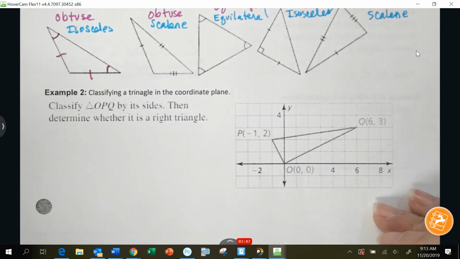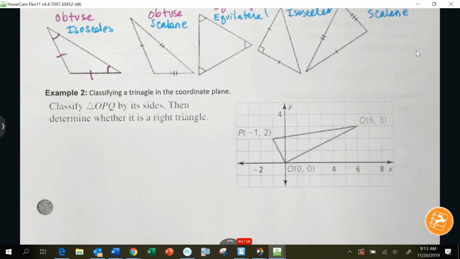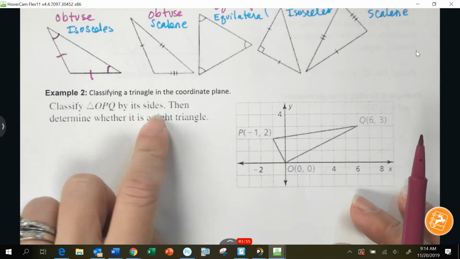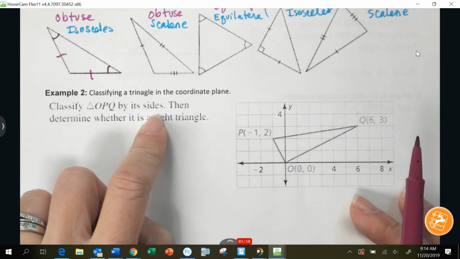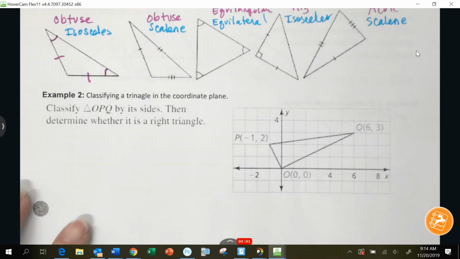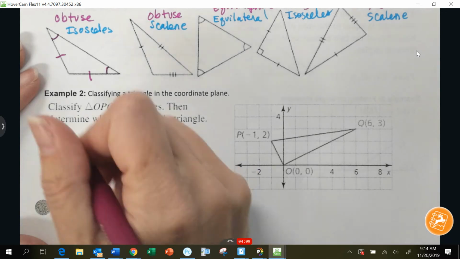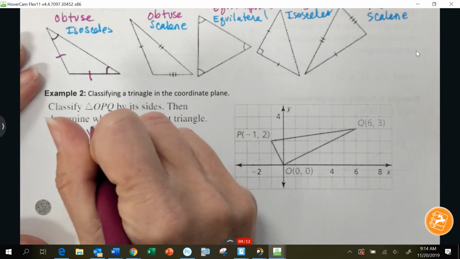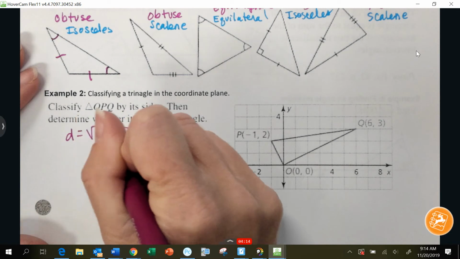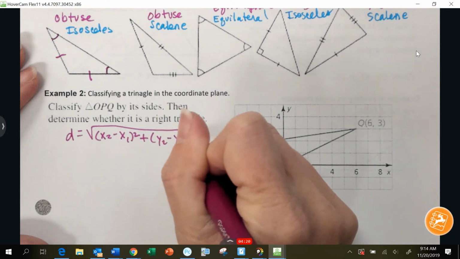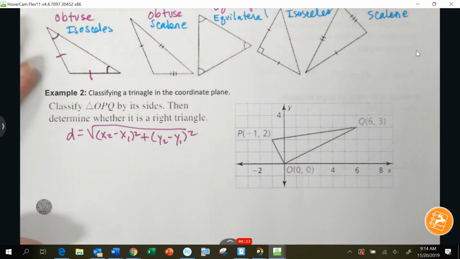All right, the next example says we're going to classify a triangle when it's in the coordinate plane. So that means to classify it by its sides, and then we're going to determine whether it's a right triangle. Classify it by its sides, you have to find the side lengths, which we've already done in here a few times. It was actually on your weekly review last week and this week. Classify it by its side lengths, we have to use the distance formula. So the distance formula is d equals the big square root, subtract your x's, then square them, plus subtract your y's, then square it. That's the distance formula.